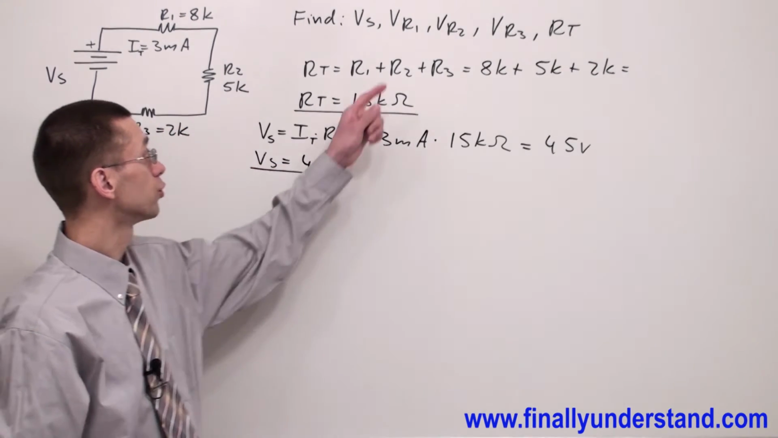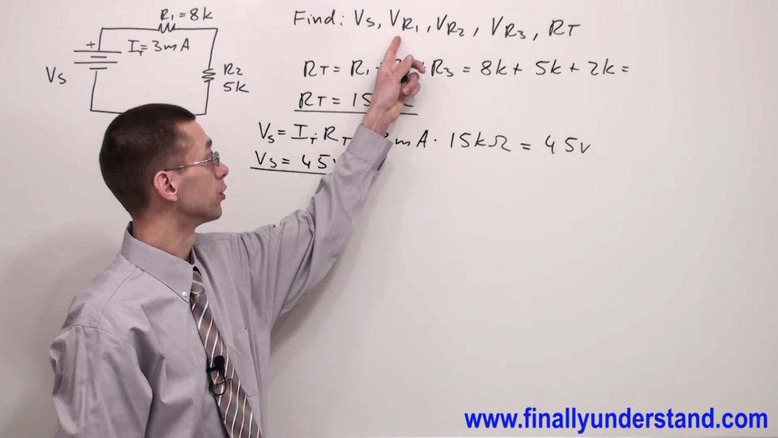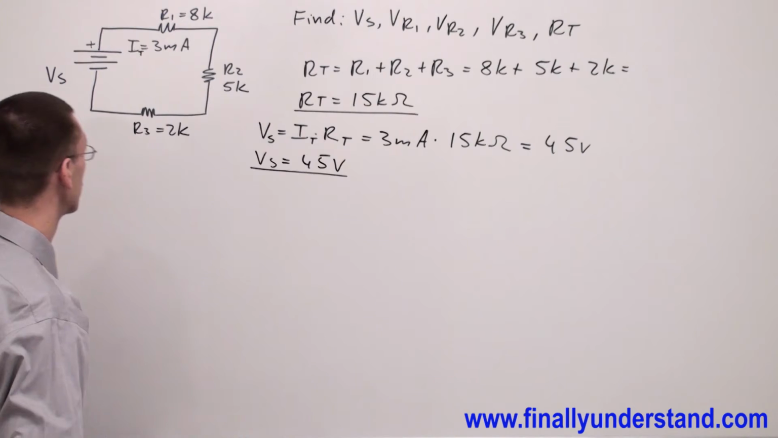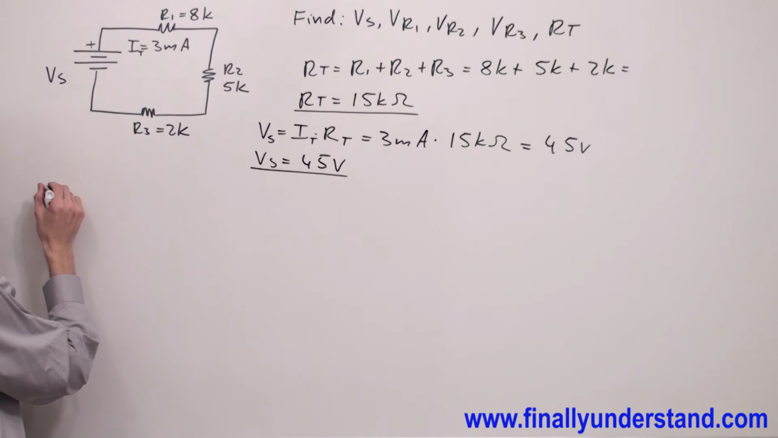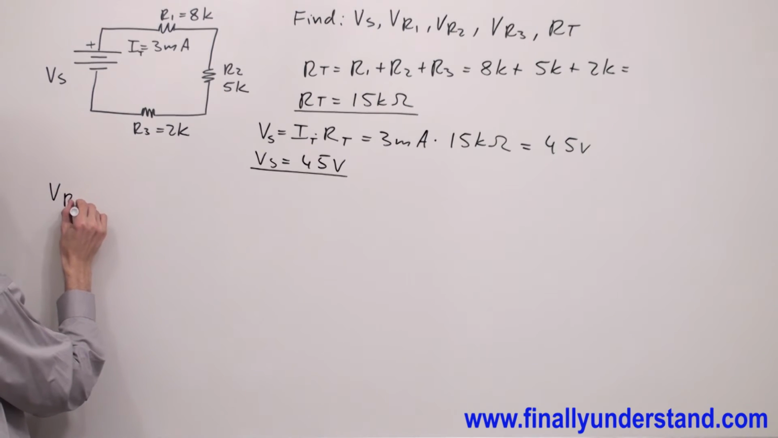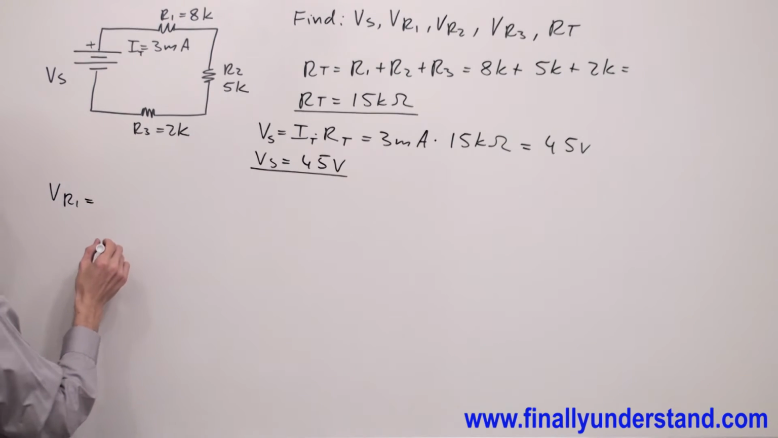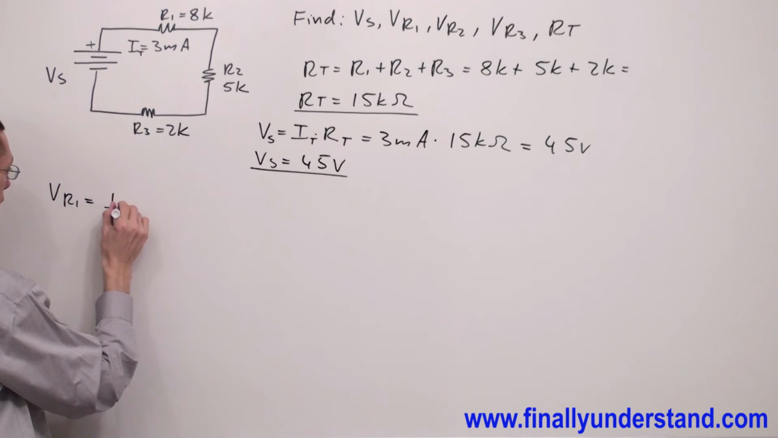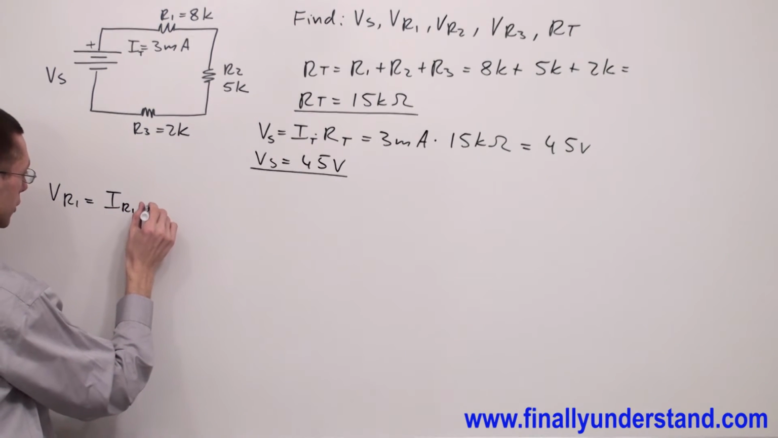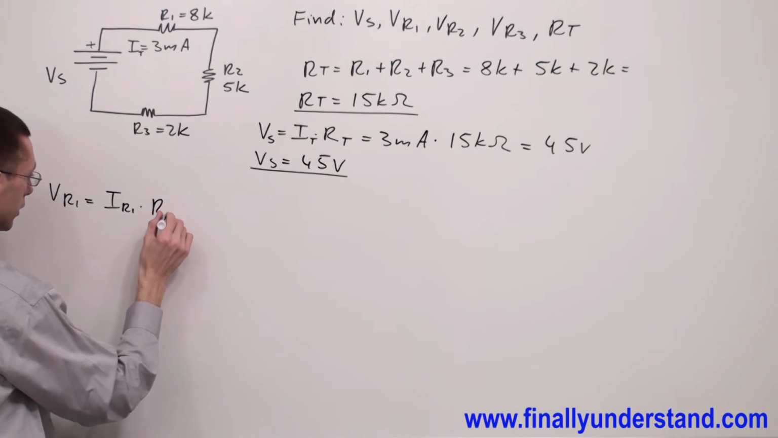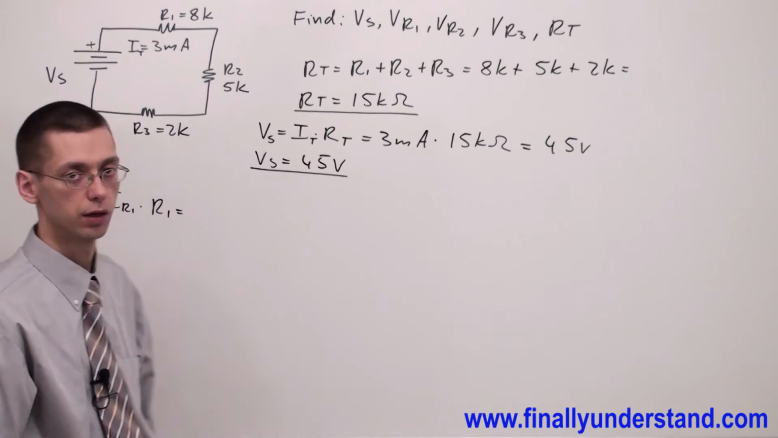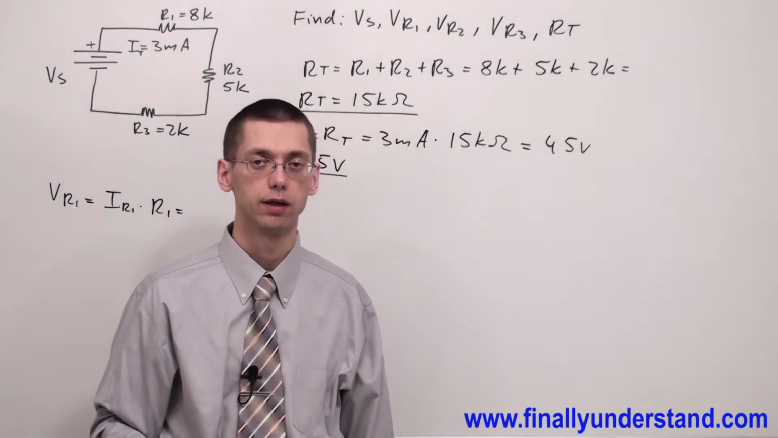Next, we're supposed to find voltage across each resistor. So what we're supposed to do? Again, we are going to use Ohm's law. Voltage across resistor R1 is going to be equal current R1 times resistor R1. Someone is going to say, oh, but we didn't calculate IR1.